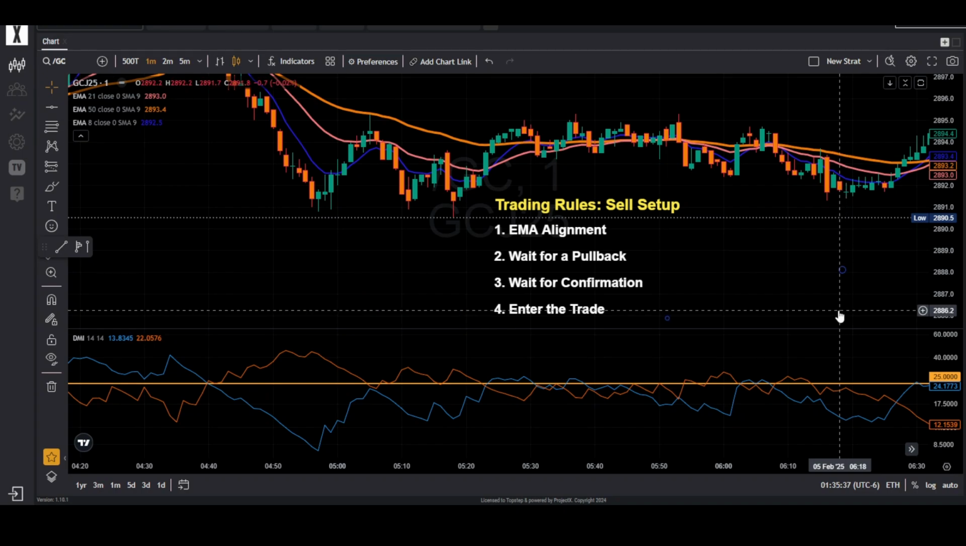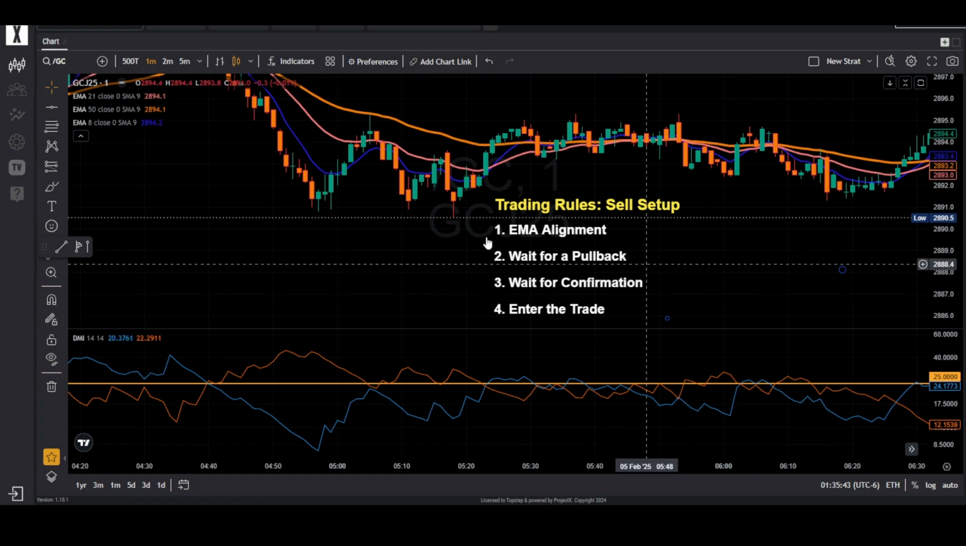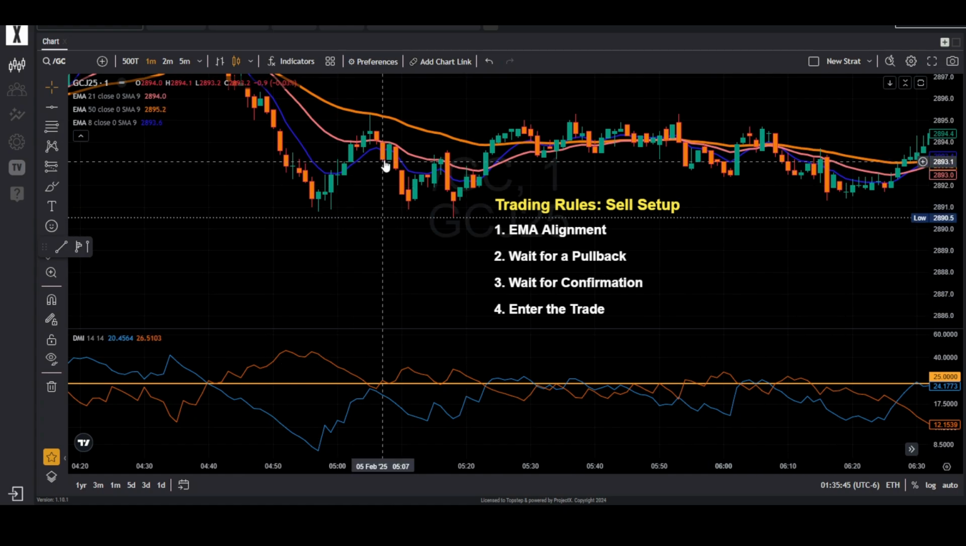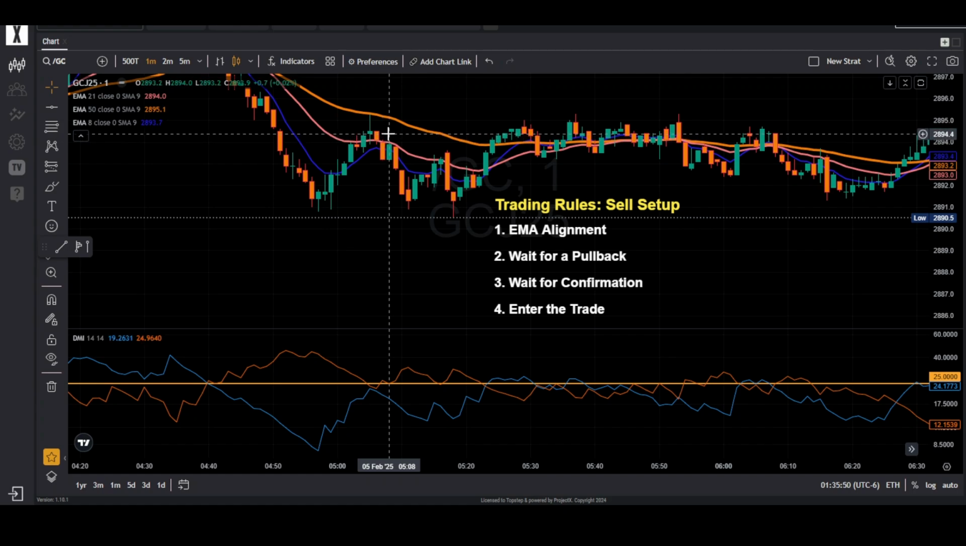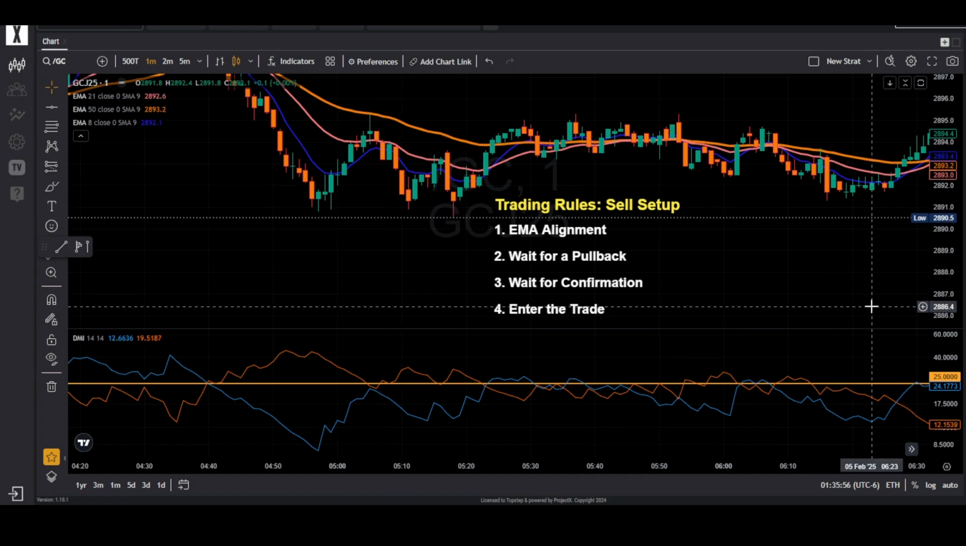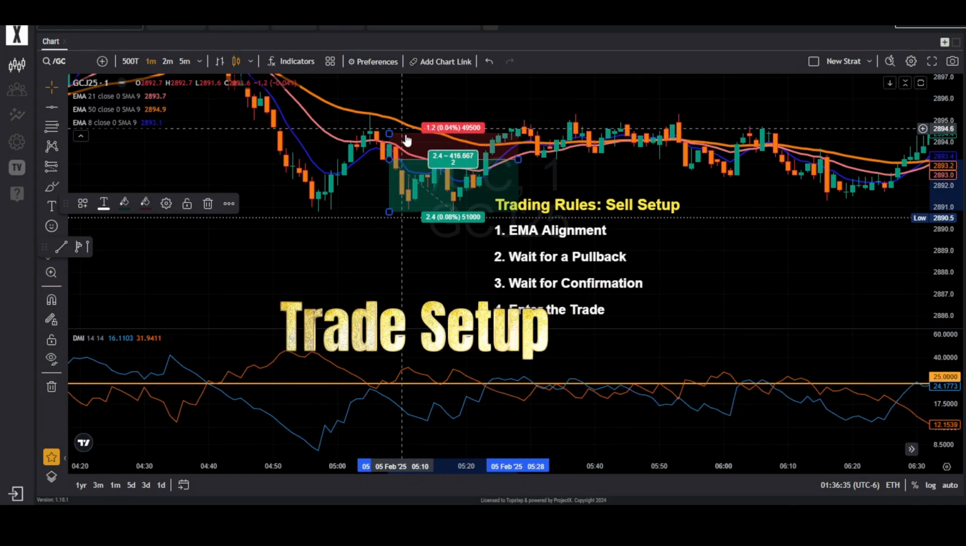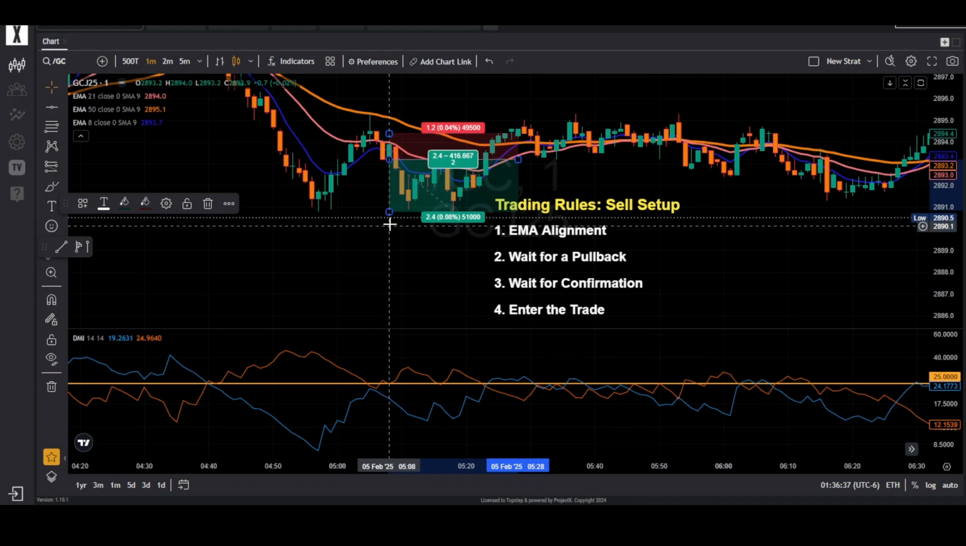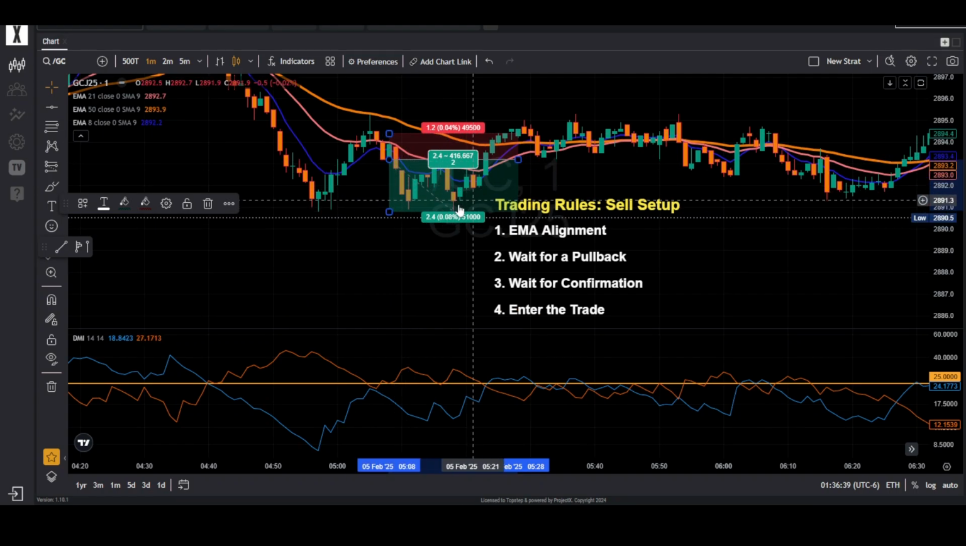Take the entry after the bearish candle closes below EMA 8. Set stop loss a few pips above the entry candle. In this case, this is our entry candle. Our stop loss will be a few pips above this candle. And set take profit at 2x the SL for a 2 to 1 risk to reward ratio. So as you can see, this is where we set up our stop loss. Our TP was over here at 2x and price hit the TP.